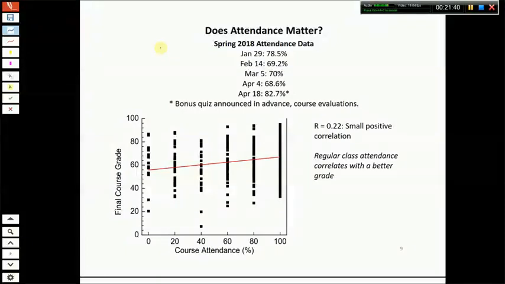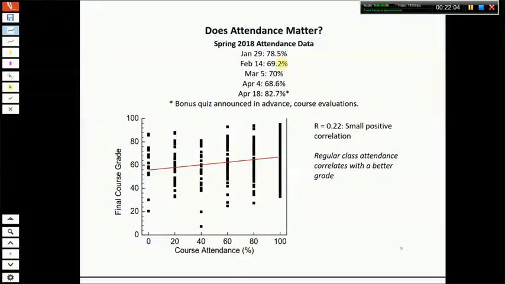This last one I don't necessarily count as strongly because I announced the bonus quiz in advance that day to get people to show up for student evaluations. So the rest of these are unannounced quizzes, so it's just random attendance points throughout the semester. And as you can see, it started out pretty good, 78.5%, and then it kind of leveled off at about 70% attendance for the rest of them. So hopefully we can do a little bit better than that, although I'm not going to keep track this year.